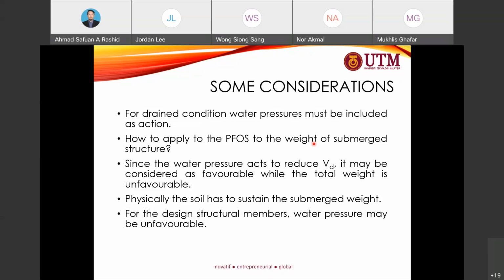For example, failure or settlement, we consider as unfavorable. Basically, the soil has to sustain the submerged weight. For the design of structural members, water pressure may be unfavorable.